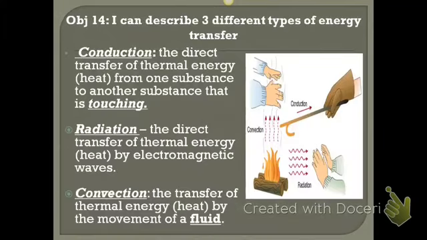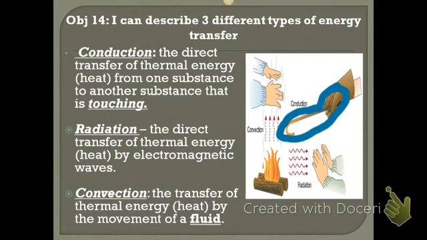Objective 14, I can describe the three different types of energy transfer. The first one is conduction. You can see in the picture, conduction is the direct transfer of thermal energy. Thermal, remember, meaning heat. Thermal energy from one substance to another that is touching. So over here you can see that this rod is getting hot, and so this guy's glove over here is going to get hot because those two things are touching. Okay, so conduction is two things that are touching, like a pot touching the stove. That's conduction.